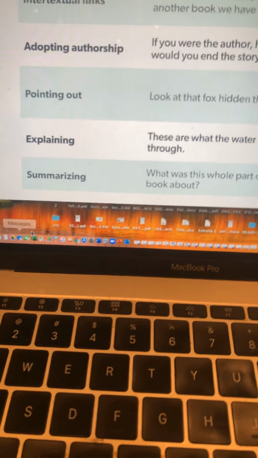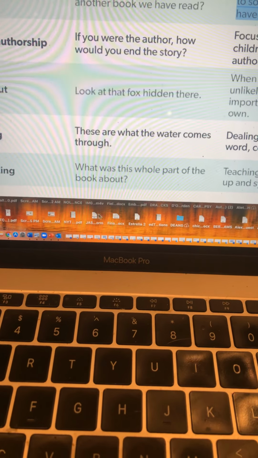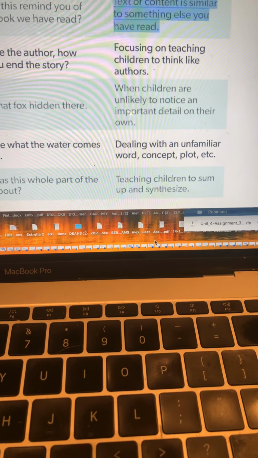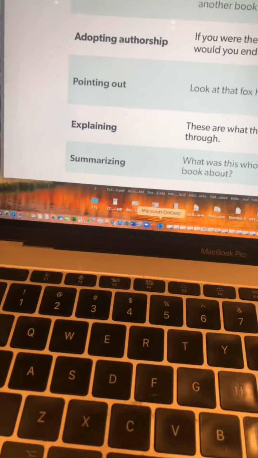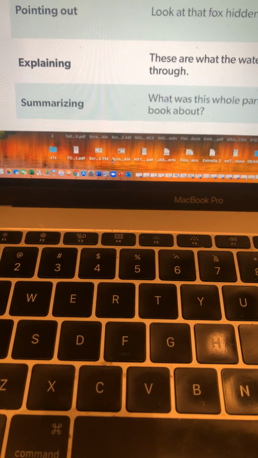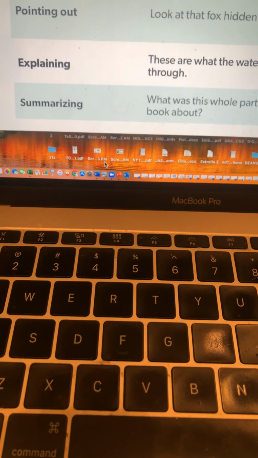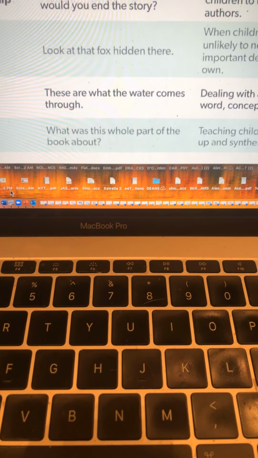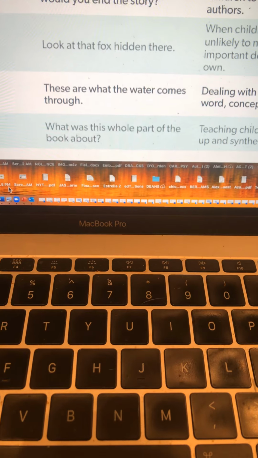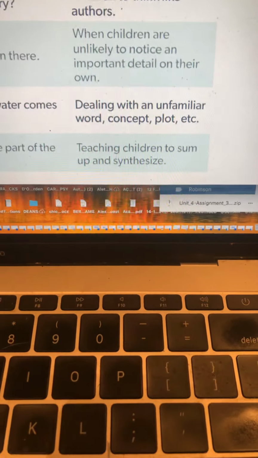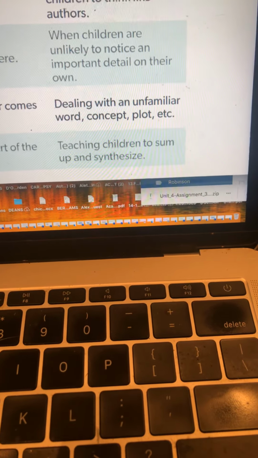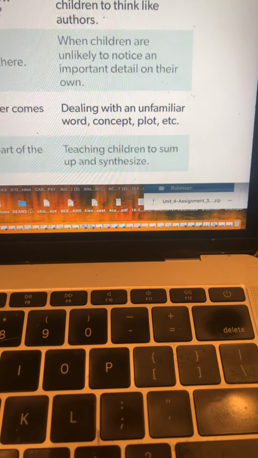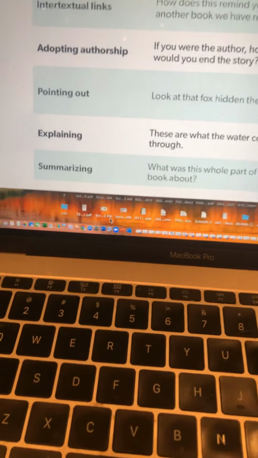The next one is pointing out, and you might just say, hey, look at that fox hidden there. And you use this when children are unlikely to notice an important detail on their own. Explaining is another important technique that you can use. And an example of this is you can say, these are what the water comes through. And then the reason that you use that, or when you're using it, is dealing with an unfamiliar word, a concept or a big idea, or a plot about the story.